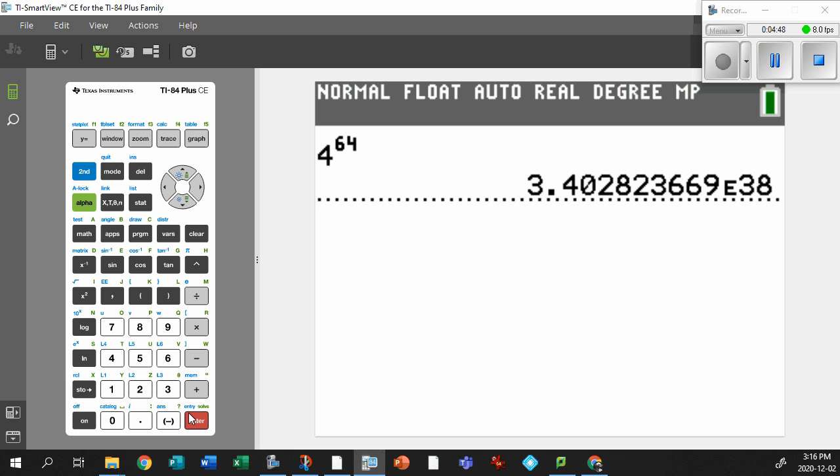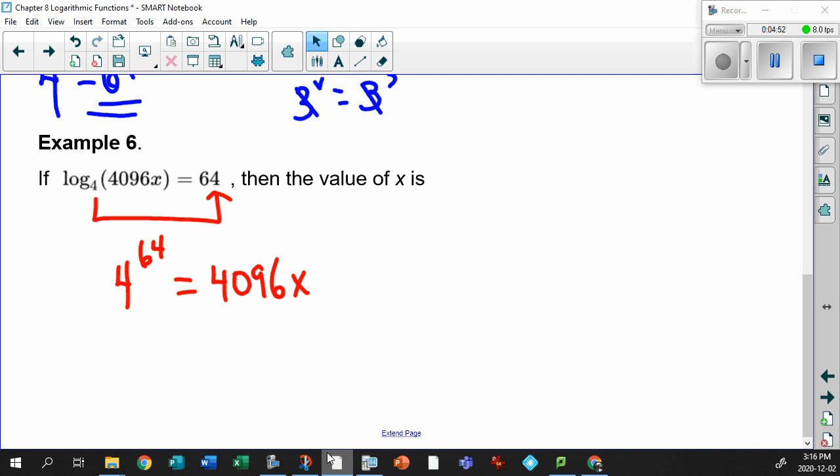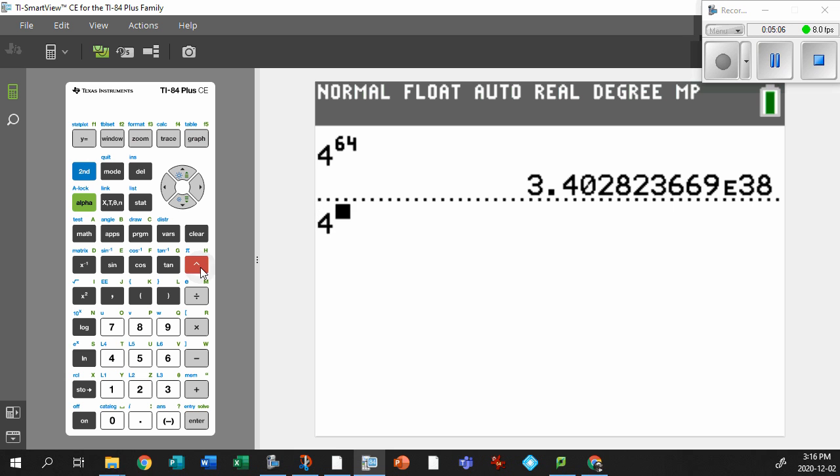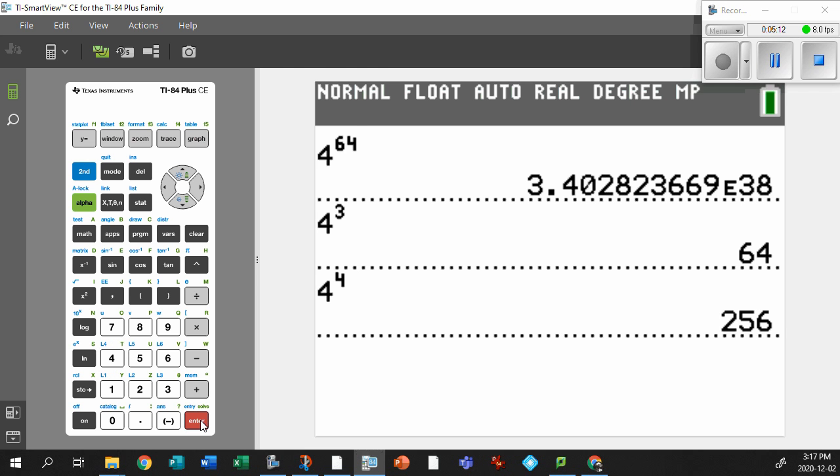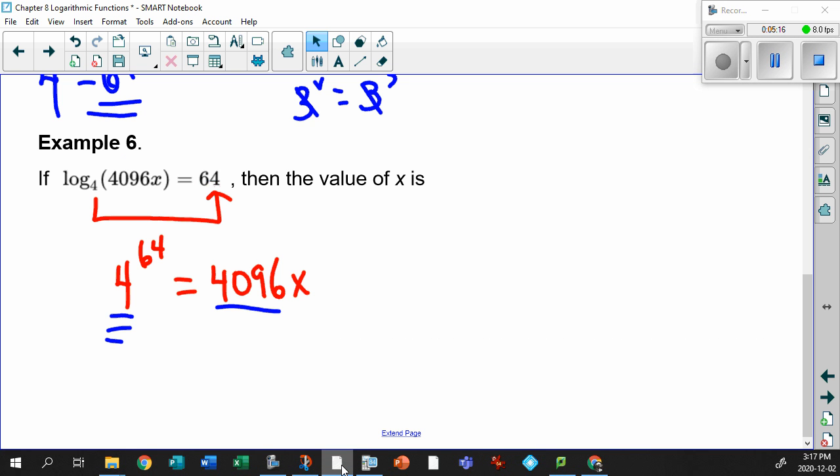No, there's got to be an easier way of doing this. There must be an easier way. Well, in fact, there is. Take a look at 4096 for a second. Can we put 4096 into some sort of base of 4? I don't know. Let's play. 4 to the power of, well, we know 4 to the power of 3 is 64. Wonder what 4 to the power of 4 is. 256. I'm not looking for 256. Remember, I'm looking for 4096.